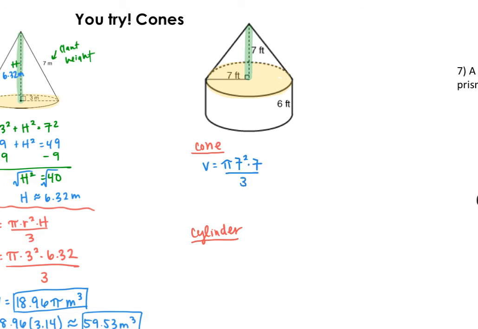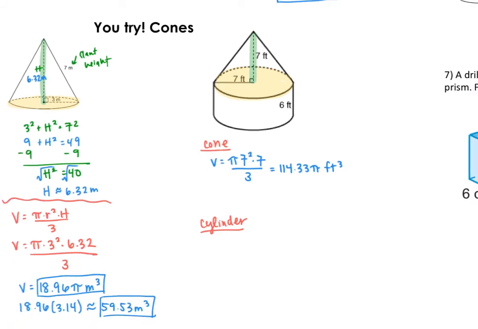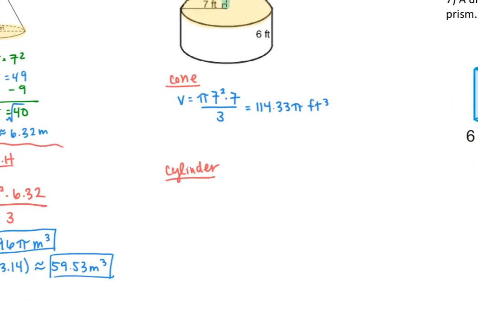All right, my answer in terms of pi, you're going to do 7 squared times 7 divided by 3. You should get about 114.33 pi. So I'm going to wait to get my approximate answer because I'm going to get that at the very end. So that's the volume of the top.